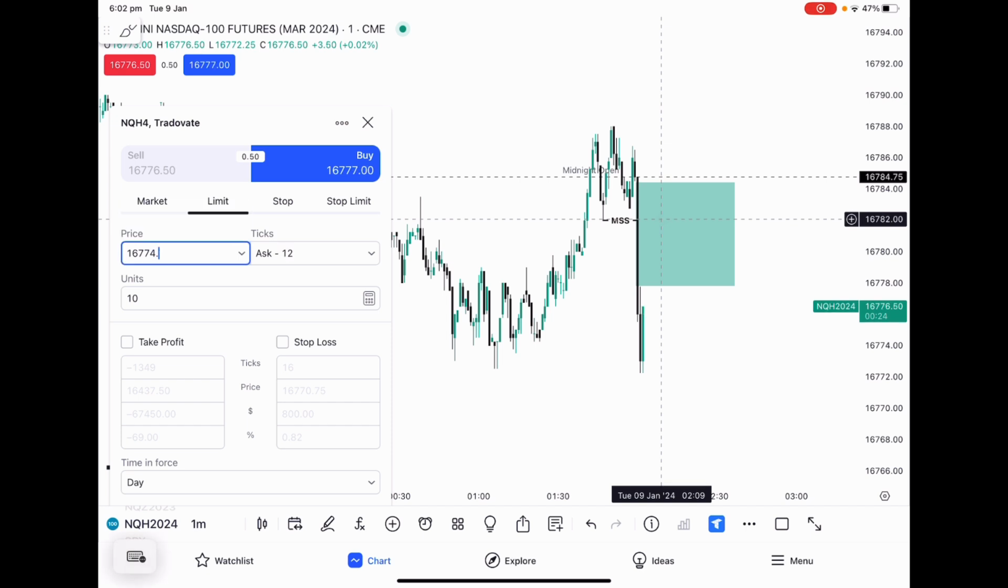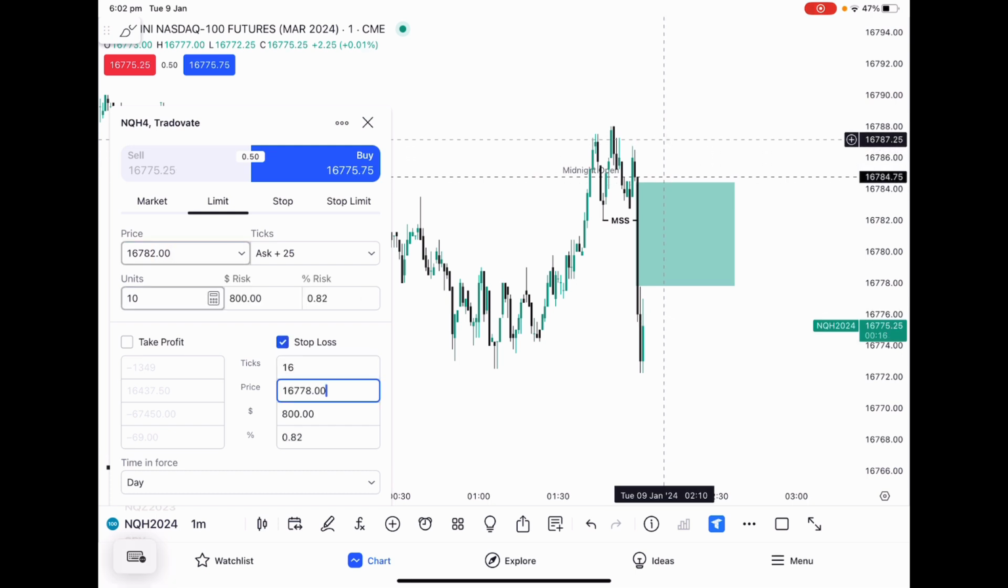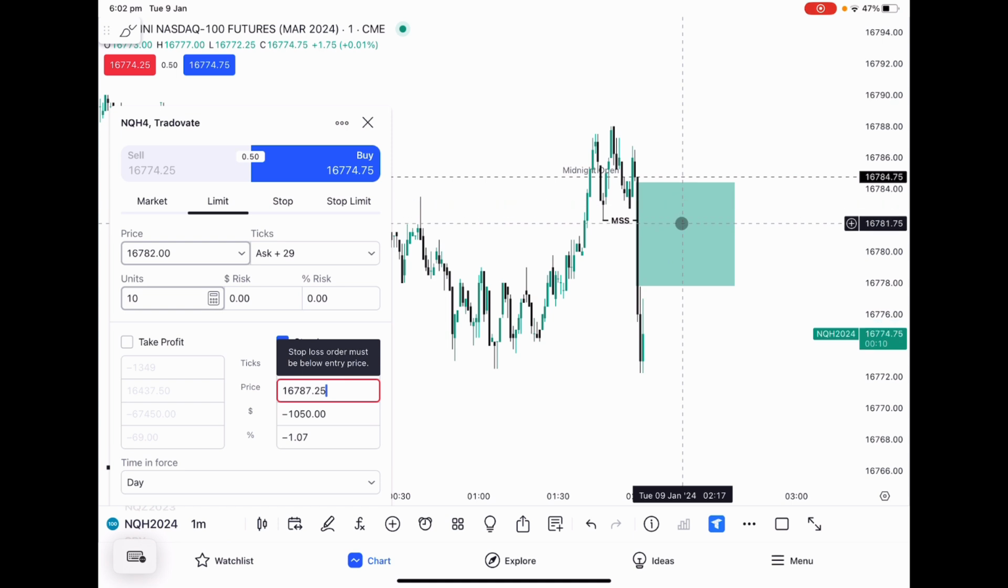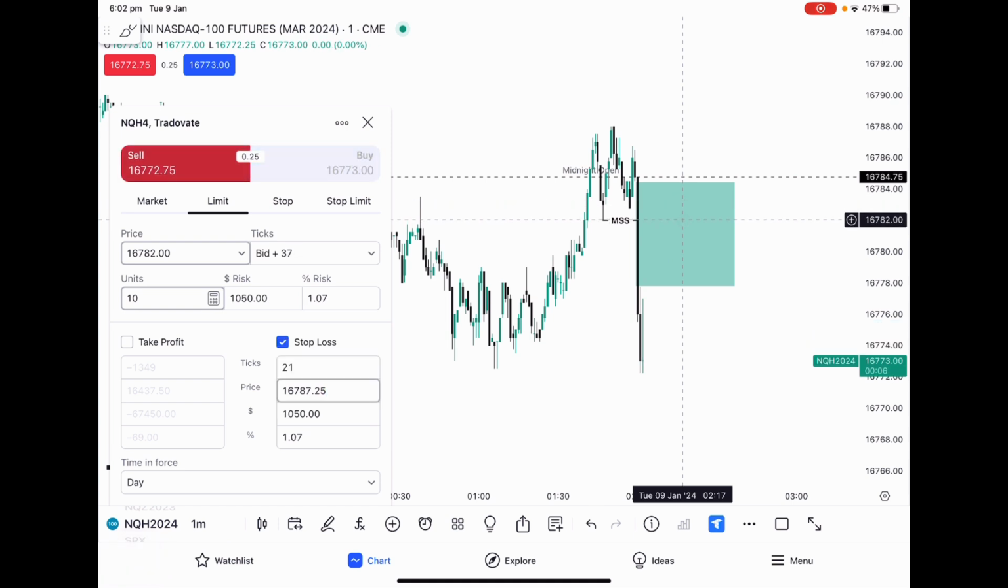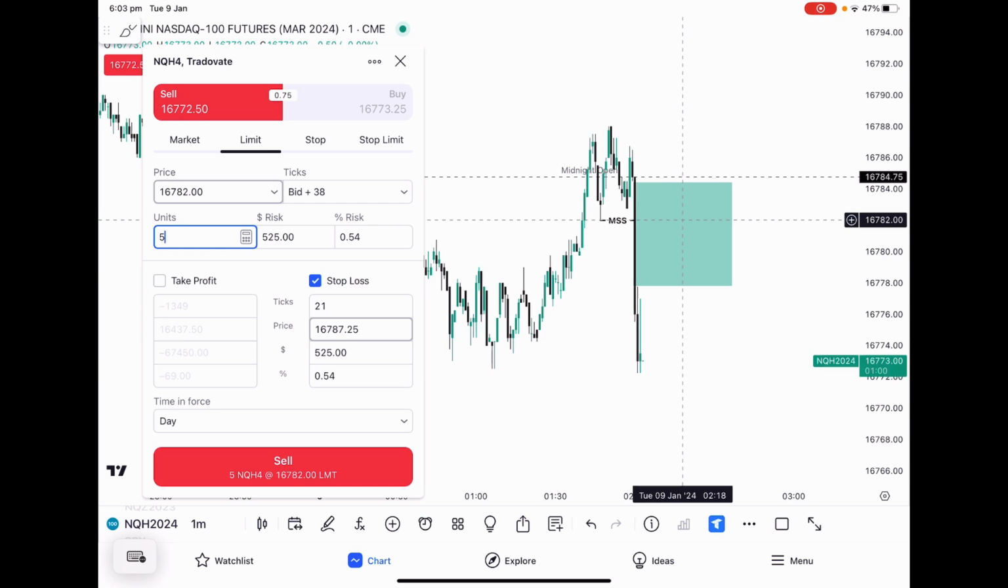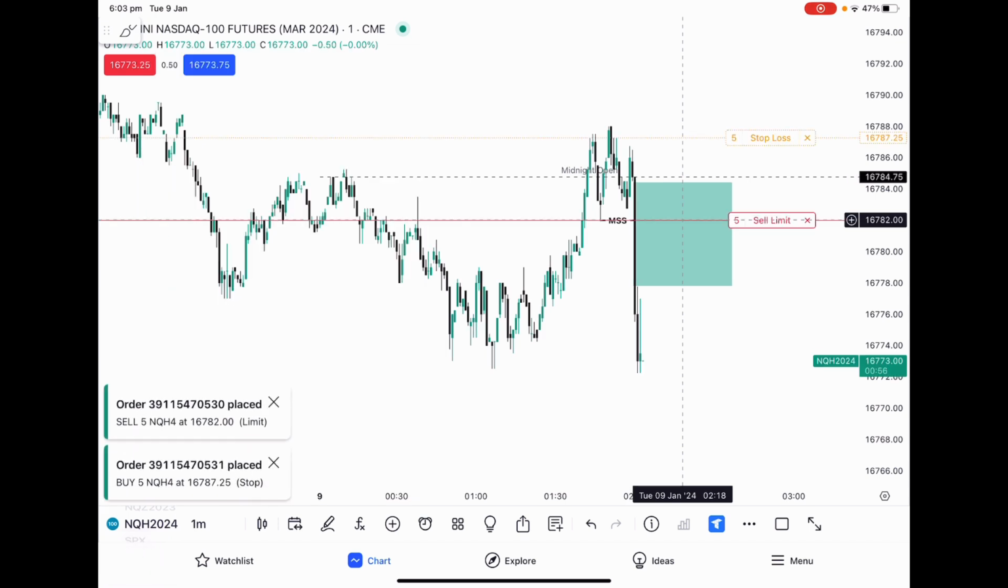So 16782 with my stop loss above this high here, 16787.25. 16782, and we'll make that a sell. Now I don't want to be risking $1,000, so I'll be doing 5 contracts and I'll be risking 0.5%. I'd be happy to do that, right? I'd be happy to execute this trade.